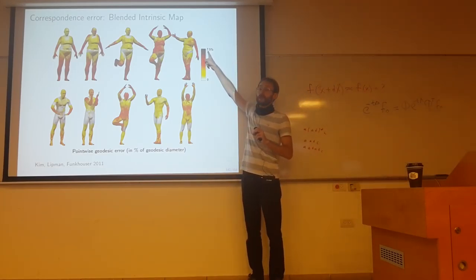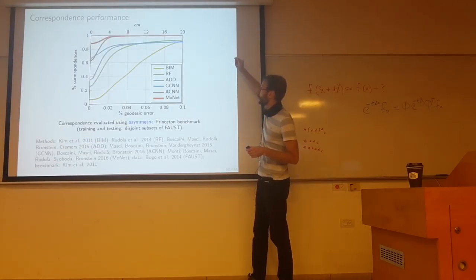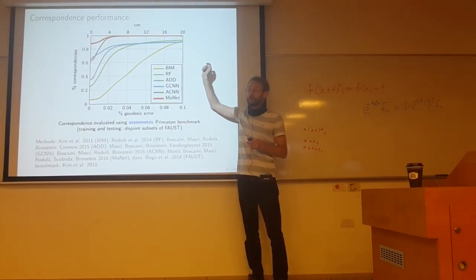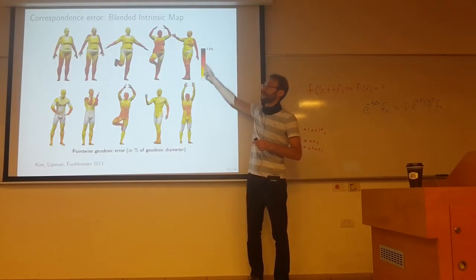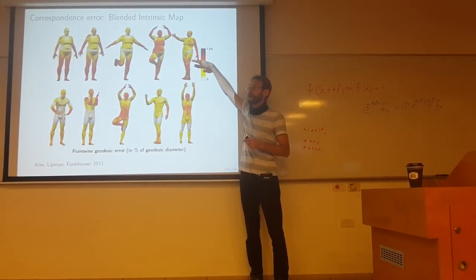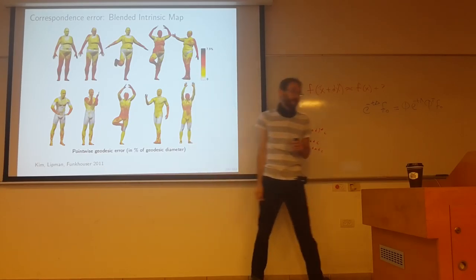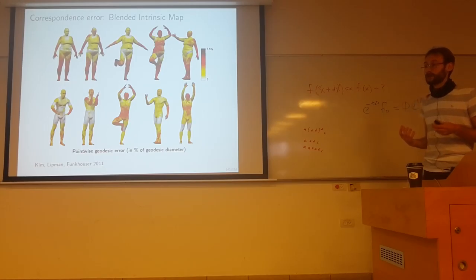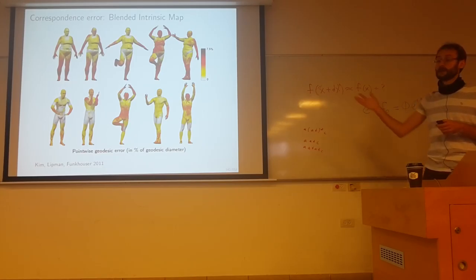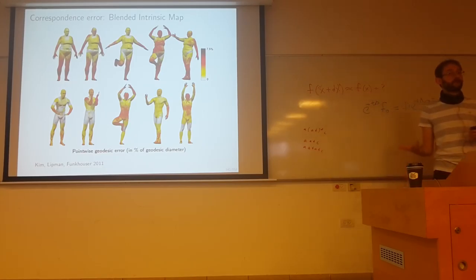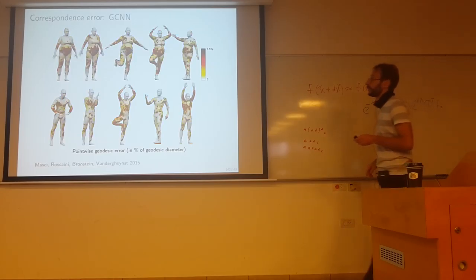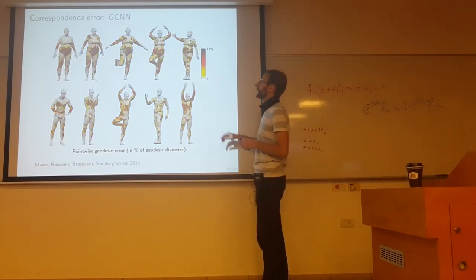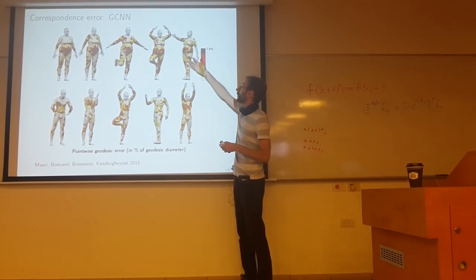Just to give you an idea, here is a different visualization of how the error looks. This is point-wise geodesic error, shown as a percentage of geodesic diameter, up to 7.5, which would correspond to approximately 15 centimeters. This is the blended intrinsic map. I saturate the error just for visualization purposes. It looks very bad, actually. Most of the points have an error of the order of several centimeters, or even more than 10 centimeters.